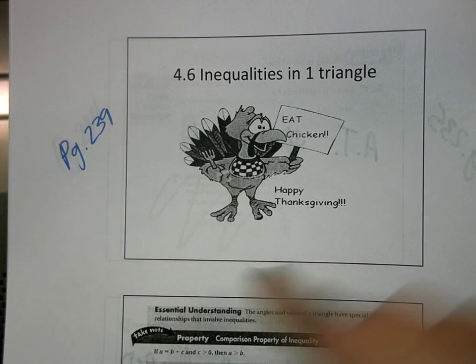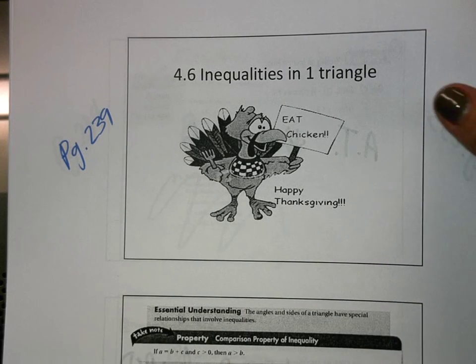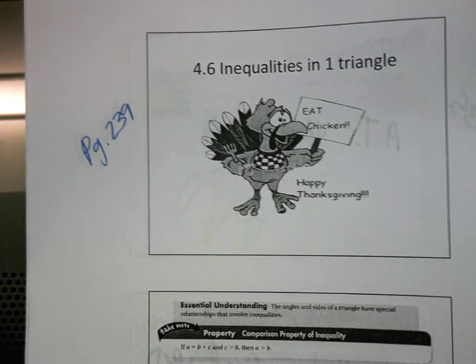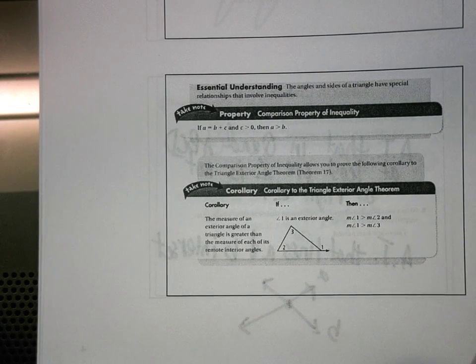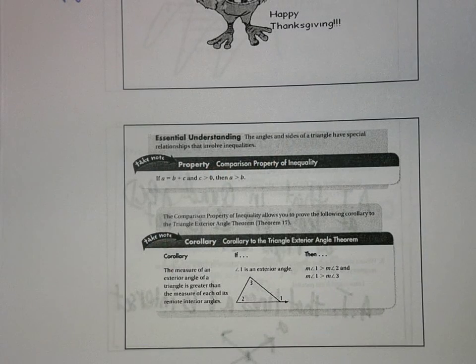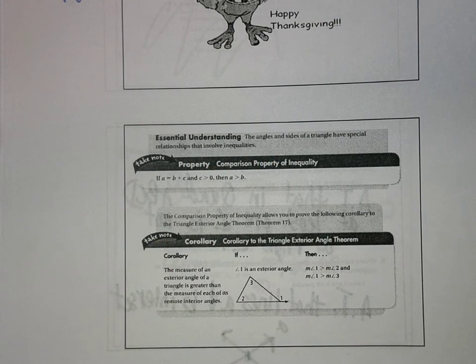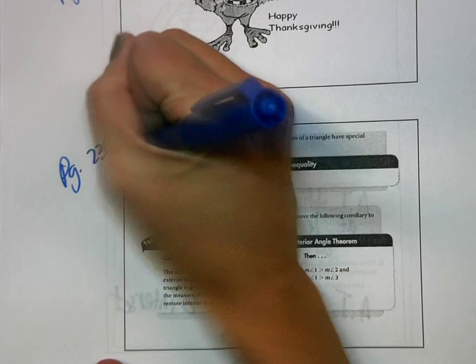Math 2, section 4.6, we're talking about inequalities in one triangle, okay? You should be on page 239, and up at the top, it has the comparison property of inequalities. Okay, this is page 239.